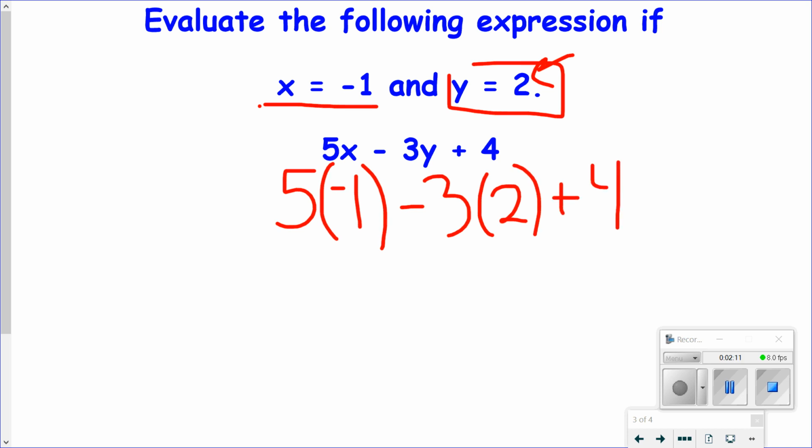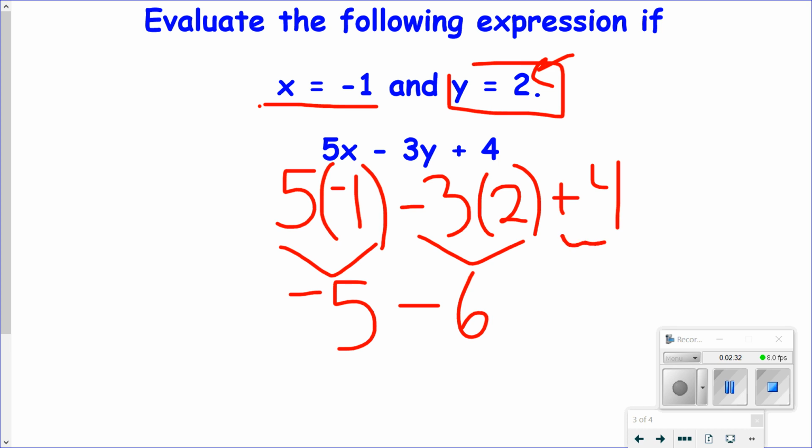Now I'm going to solve this using order of operations. So I know that 5 times -1 is going to get me -5. And here I have another set of multiplication. So this is telling me that -3 times 2 is going to give me -6. And now I'm going to bring down that plus 4.